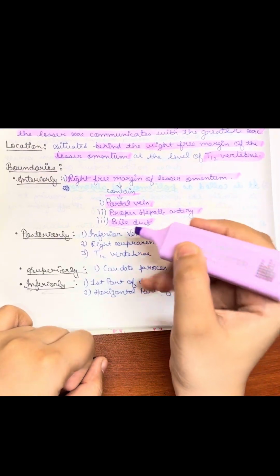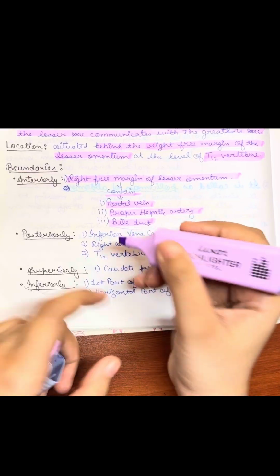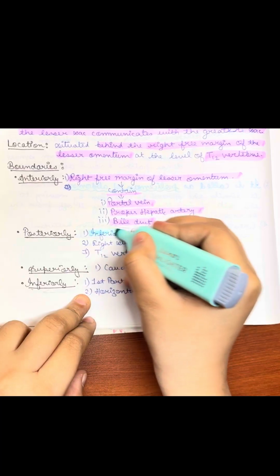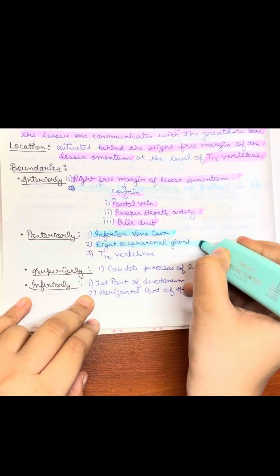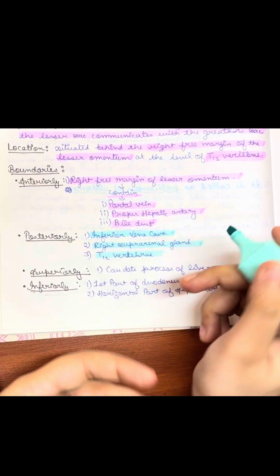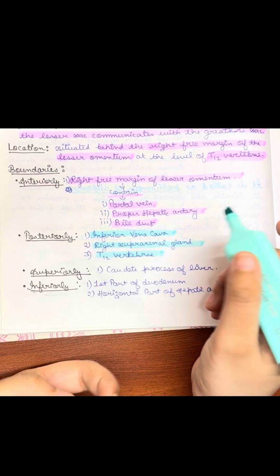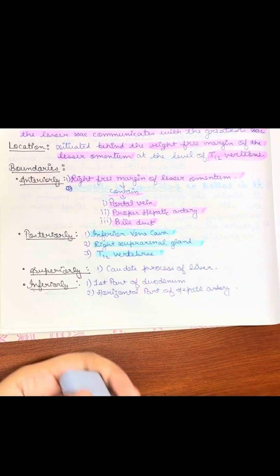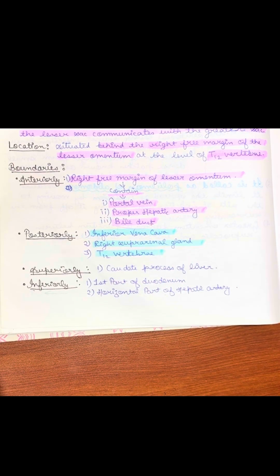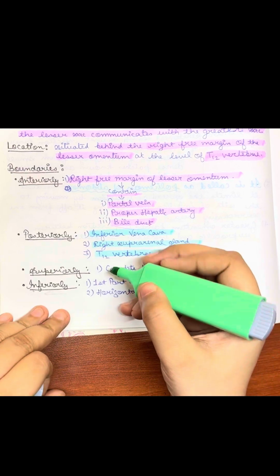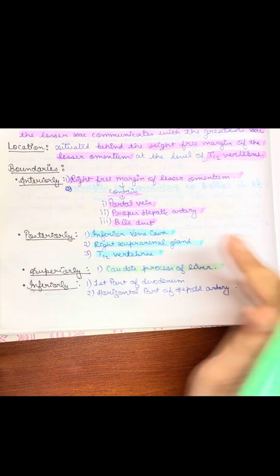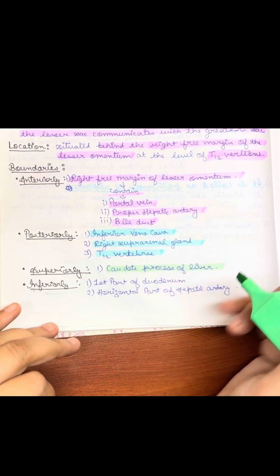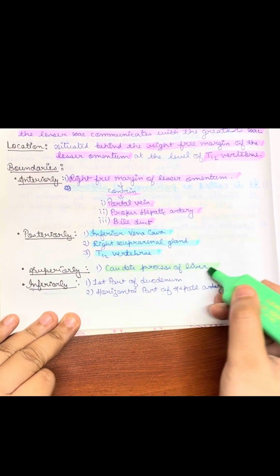Posterior is very simple. A major vein called the inferior vena cava, the right suprarenal gland, and the T12 vertebra at the level of which it was lying, as already discussed. These three structures form the posterior boundary. We will also see the diagram of this. Now the superior boundary is formed by the caudate process of the liver. All these structures lie very close to each other and form the boundaries of the epiploic foramen.